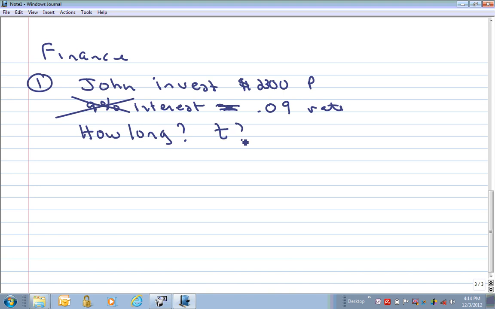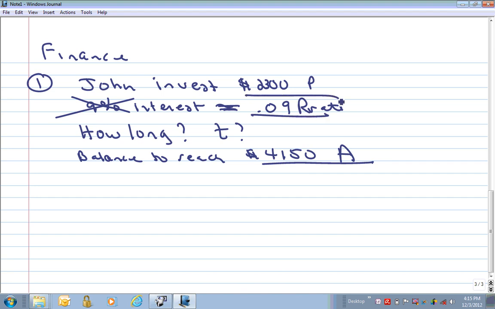How long will it take for the account balance to reach $4,150? So to figure that out, our balance to reach $4,150 would be our amount at the end after time. So this is our A, this is our R, this is our P, and we're looking for time. And since it is compounded quarterly, sorry, that's one thing I didn't do, it was compounded quarterly.